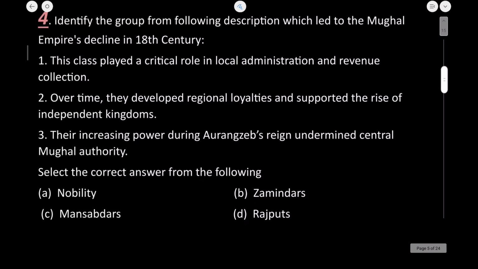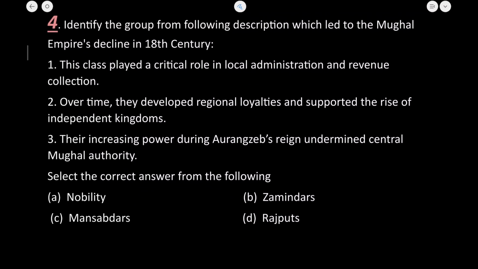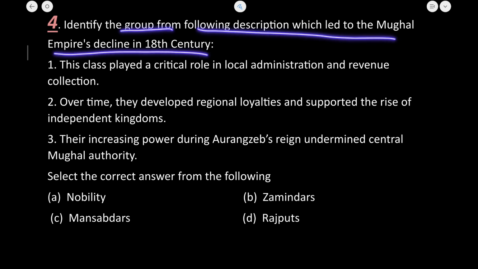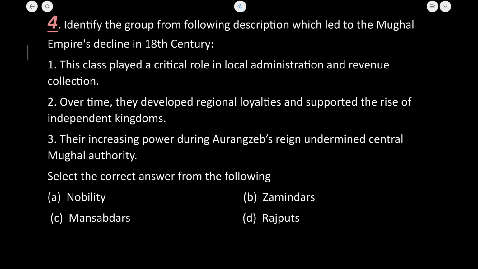Let us now move to the next question. The next question is about identifying the group from the following description which led to the Mughal Empire's decline in the 18th century. This class played a critical role in local administration and revenue collection. Over time, they developed regional loyalties and supported the rise of independent kingdoms. Their increasing power during Aurangzeb's reign undermined the central Mughal authority. So the name of this group was Zamindars.